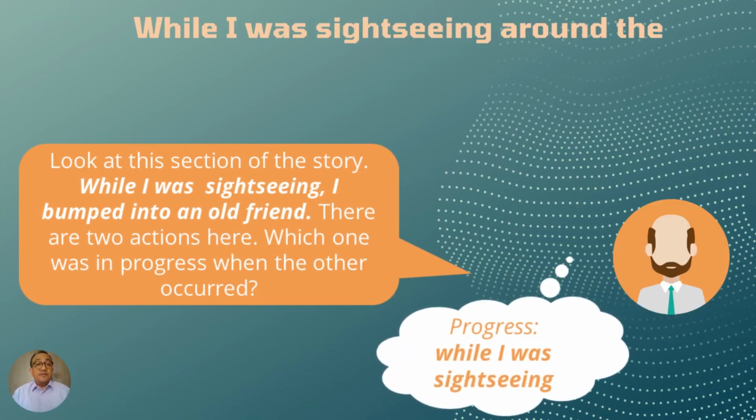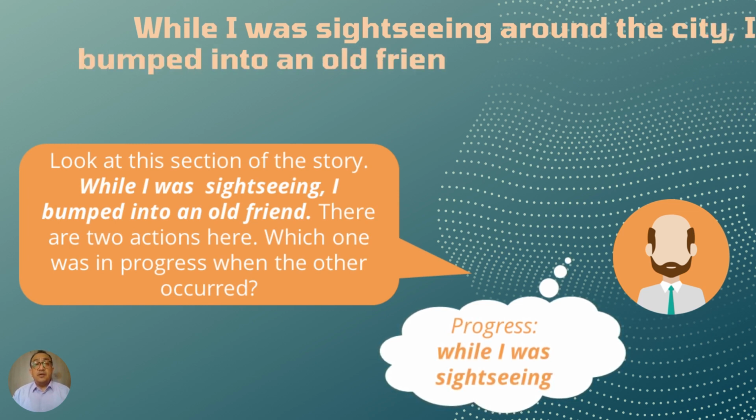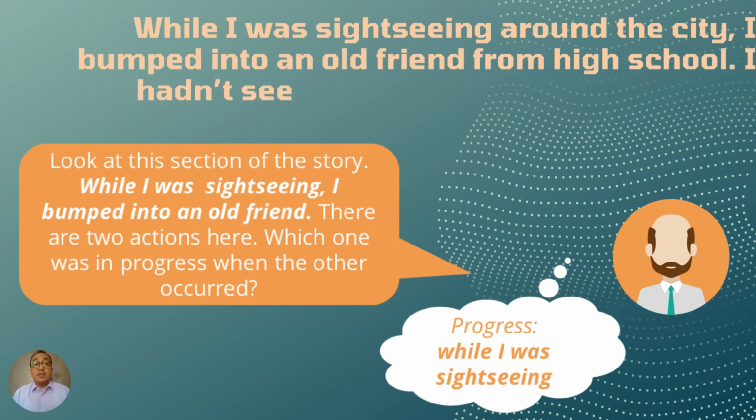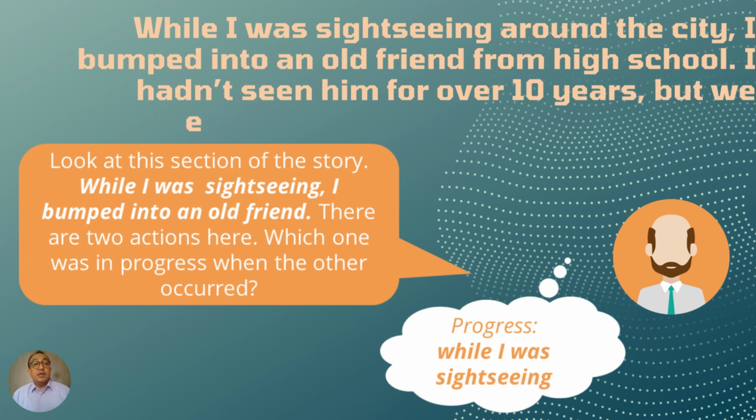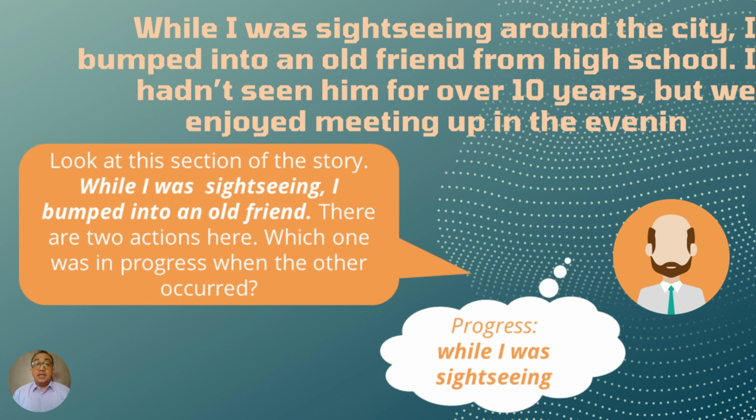Look at this section of the story. While I was sightseeing, I bumped into an old friend. There are two actions here. Which one was in progress when the other occurred? The meaning is, which one interrupted the ongoing action? The one in progress is "while I was sightseeing." The one that interrupted, or occurred during the progress, is "I bumped into an old friend," in the past simple.